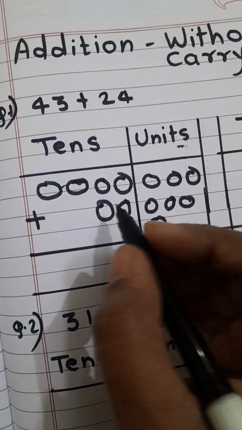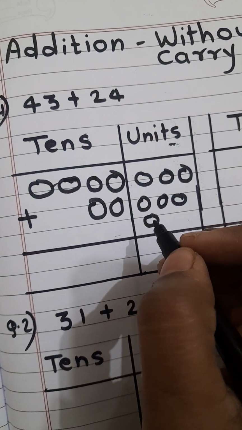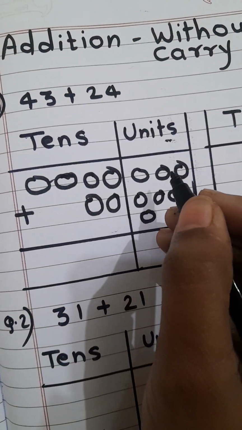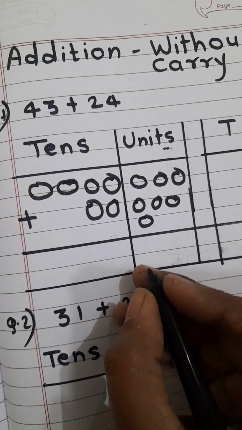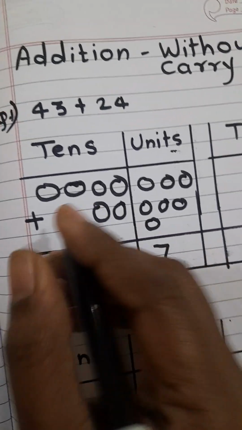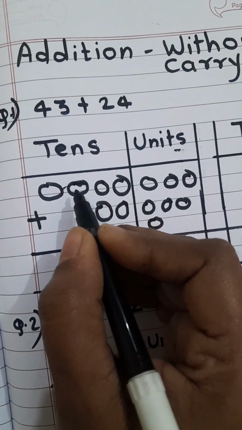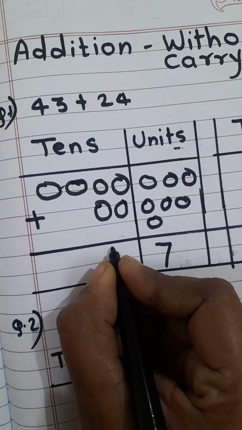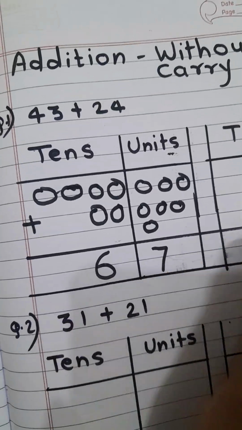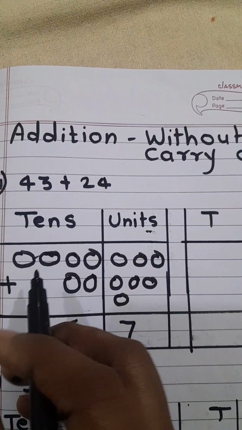Okay, now first we have to count these units. 1 2 3 4 5 6 7. Okay, how many units are there? 7. And how many tens are there? 1 2 3 4 5 6. How many tens are there? 6. Okay, now this is the first format.